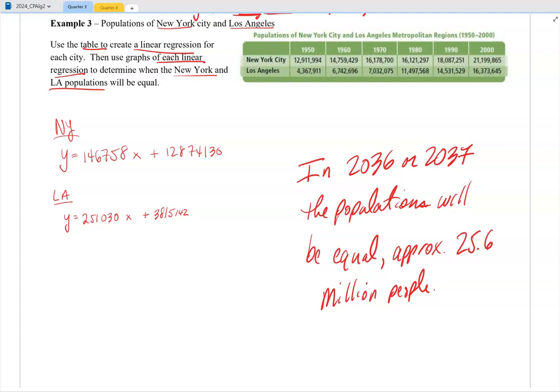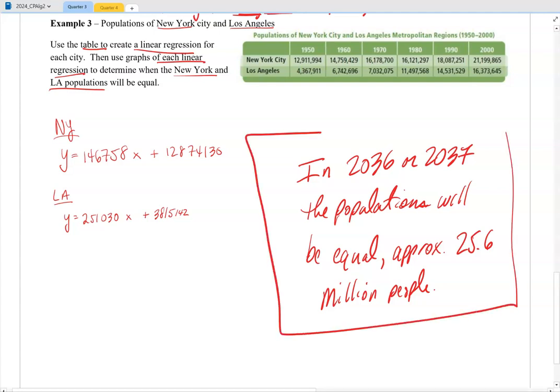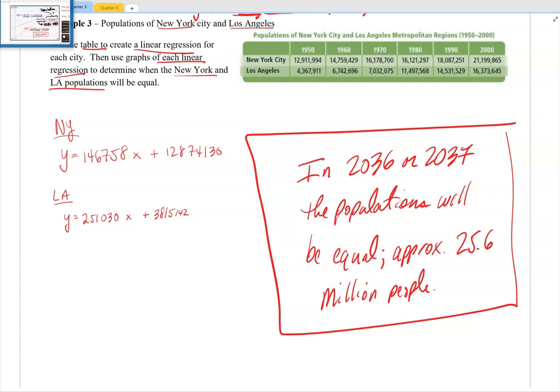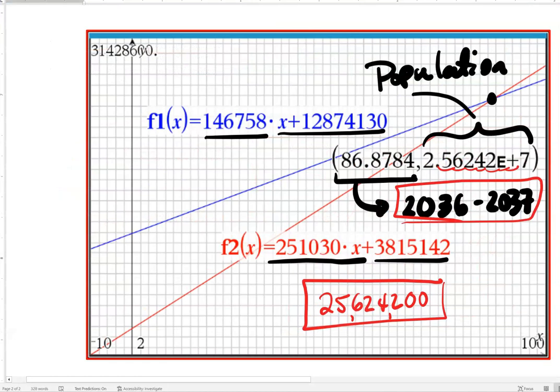And this is how I would summarize that if I was reporting this on a test or a quiz. I would simply say that in 2036 or 2037, the populations will be equal, and their population will be approximately 25.6 million people. So it does take a little bit of interpretation when you're producing these results, and there might be some rearranging of the numbers, but I think in general you can see the benefit to using this system of linear equations, and especially the graphing method, to find the solution.